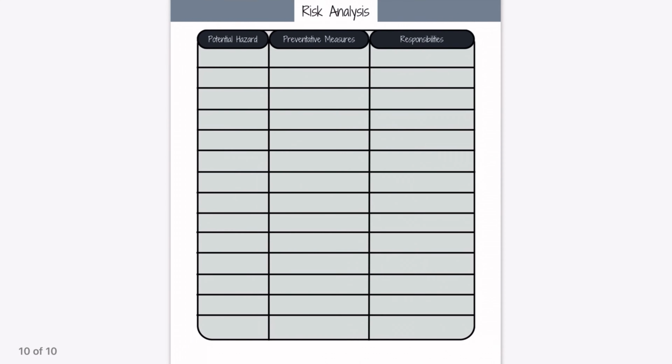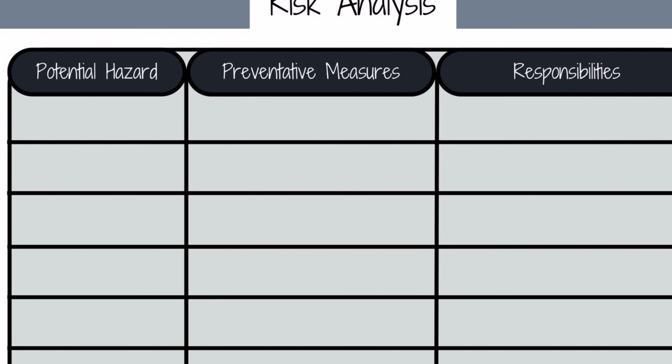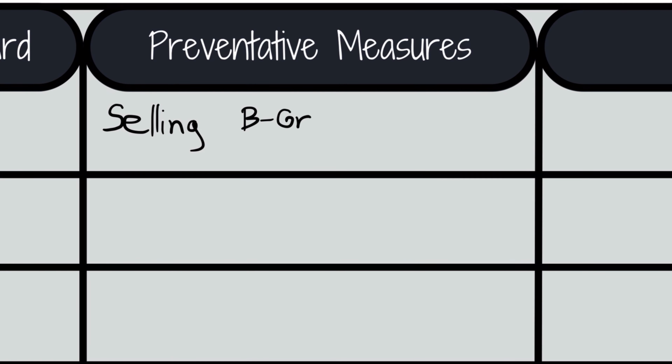And lastly, we include the risk analysis. This identifies potential hazards that you may face. It also has prevention measurements and their responsibilities. This can show what can go wrong, what can you do to solve it, and what responsibilities do you have to try to avoid this, if any.